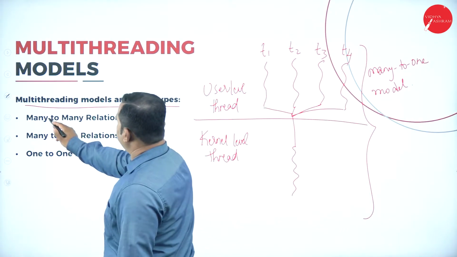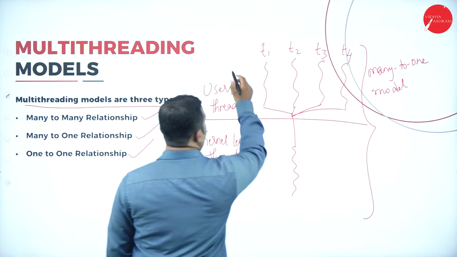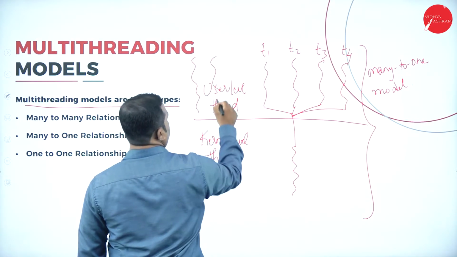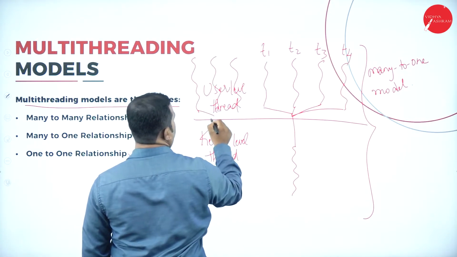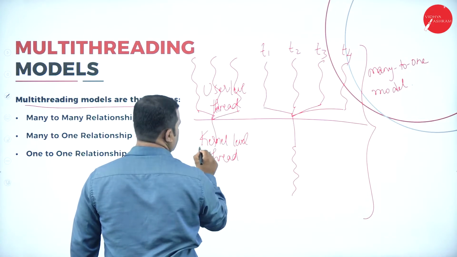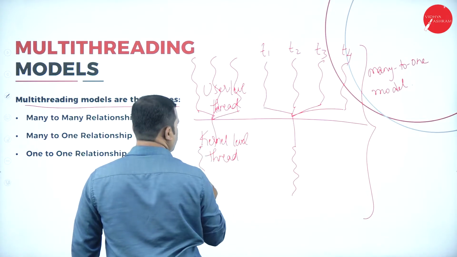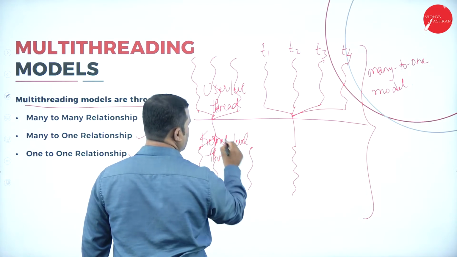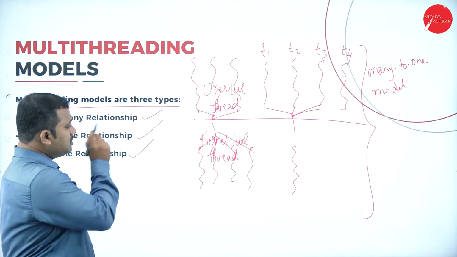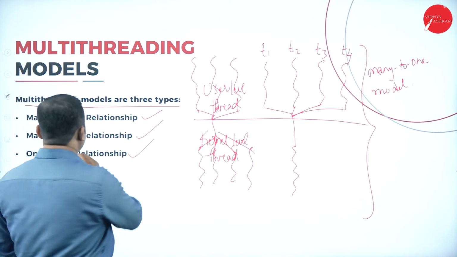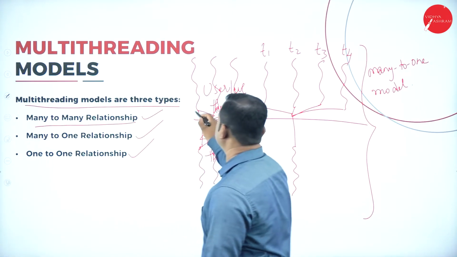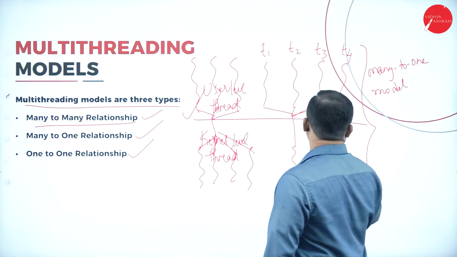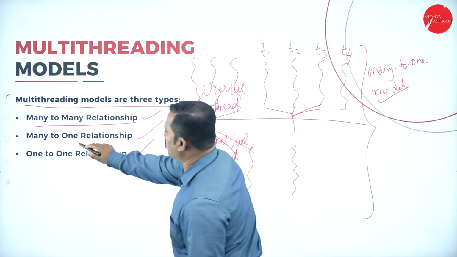In case of this many-to-many model, we will be having one more type of thread here. All these threads are combined together to form and work on multiple threads at the kernel level. This is called as many-to-many model. This is called as many-to-one model.